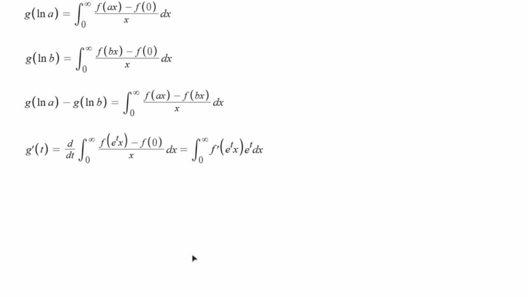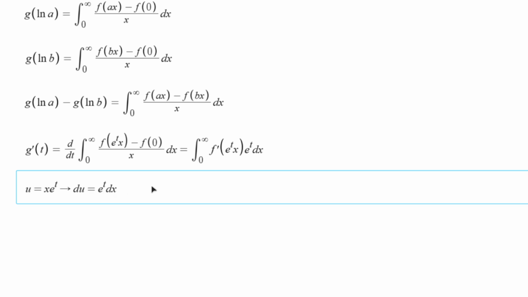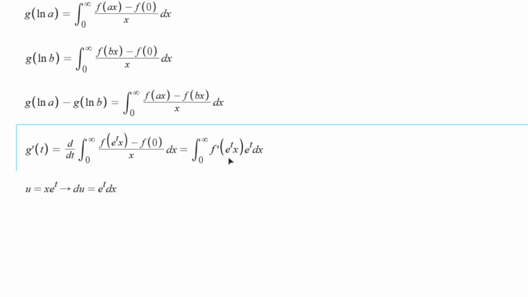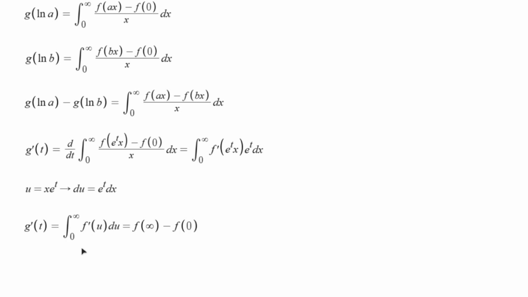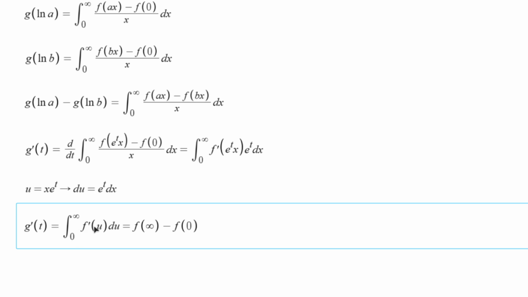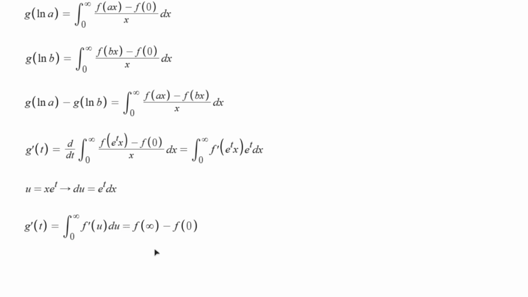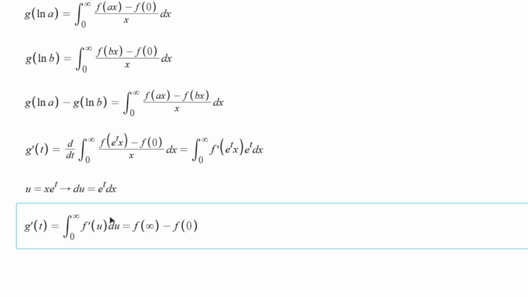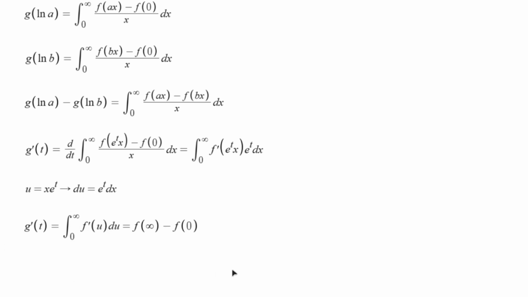All right, let's make a substitution now. We'll just let u equal x times e to the t, which means our du is e to the t dx. So this is going to become u. This is going to become du. And our bounds of integration will not change. So all we're left with is just g prime of t is equal to the integral from 0 to infinity of f prime of u du. And using the fundamental theorem of calculus, that's just going to be our function f at infinity minus f of 0. So there's our g prime of t.